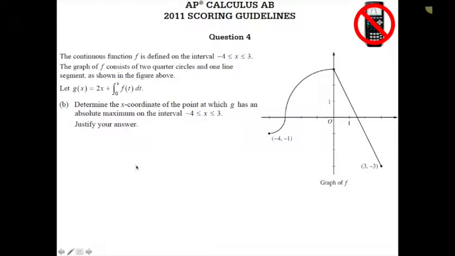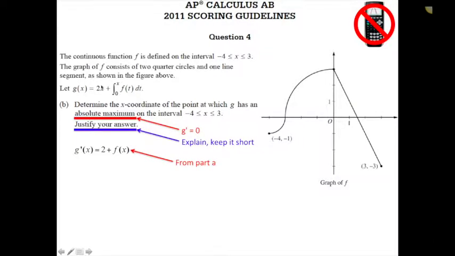For part B, we need to determine the x-coordinate of the point at which g has an absolute maximum on this interval. And so if we want to find the maximum of function g, that means we need to look for where this derivative is horizontal. So we're going to go ahead and set that derivative equal to 0. So the derivative of this we're going to find.